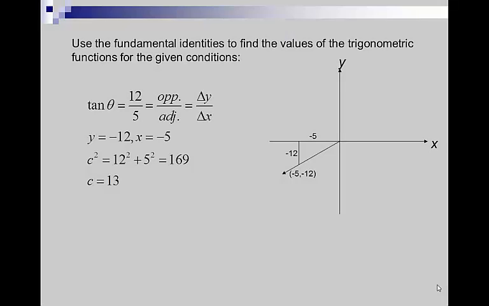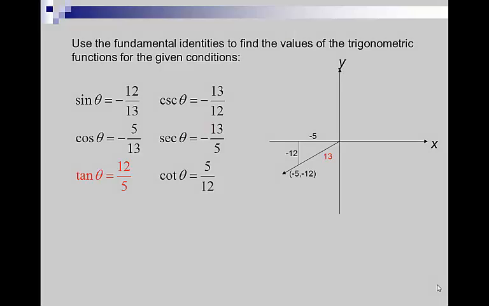Now remember, tangent is y over x. So that's 12 on the y, 5 on the x. And you put negatives with both of them. So that point out there that we have is negative 5, negative 12. And then we do the Pythagorean theorem and we come up with a hypotenuse, which is 13. And this looks very familiar to what we did earlier. That's enough information to find the 6 trigonometric functions.